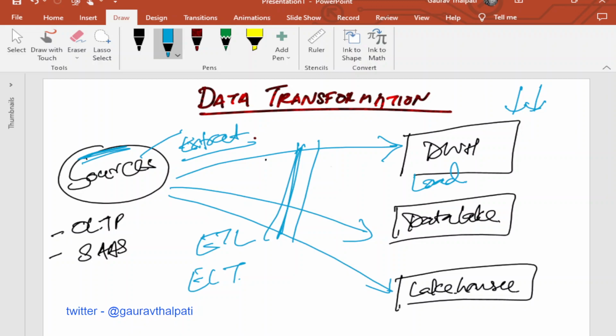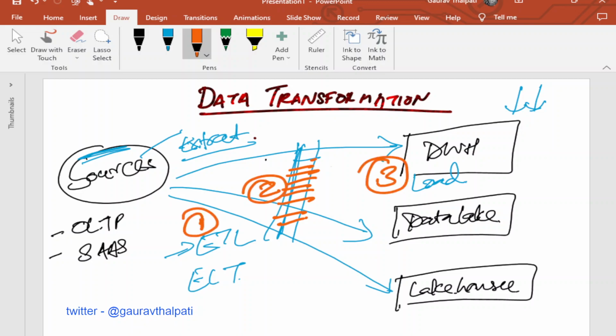What is ELT? ELT is a very similar process. It is just that you first extract the data, you load it, and then you do the transform. In ETL, the transformation was happening in the middle. Extract was the first step, the second was the transformation, and the third step was load.